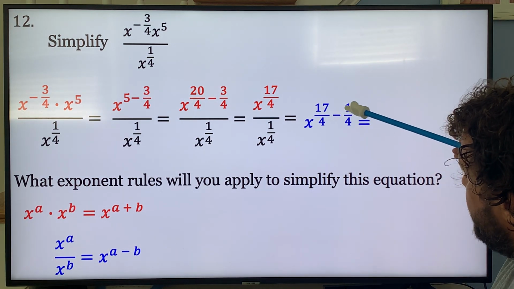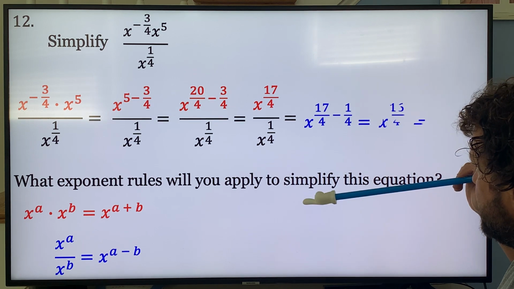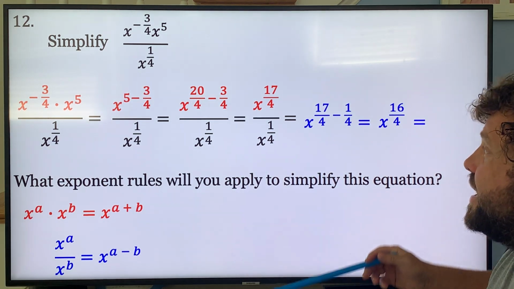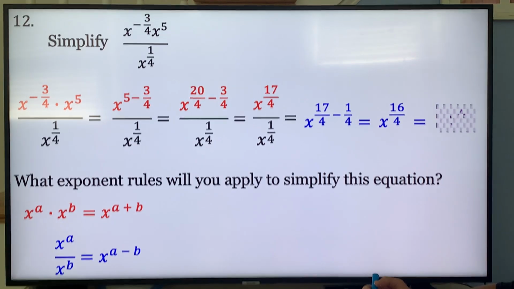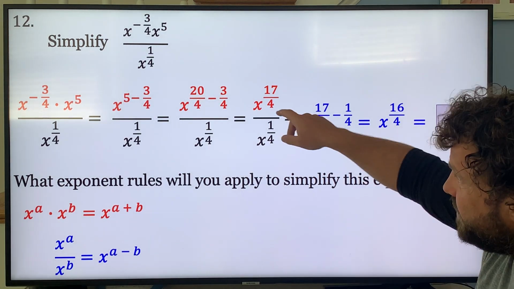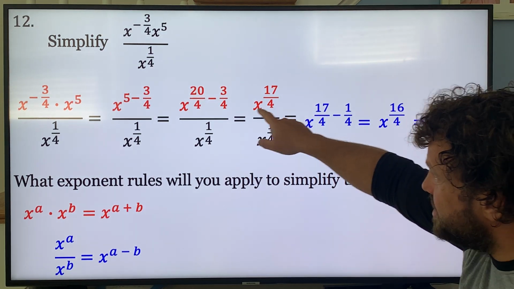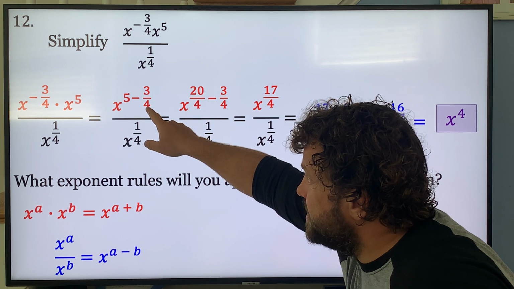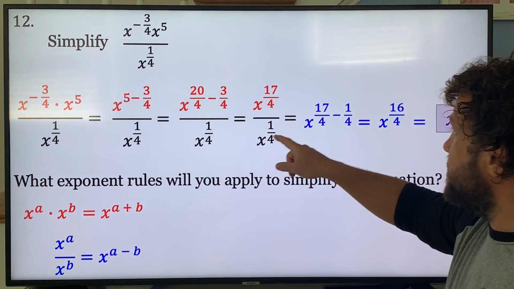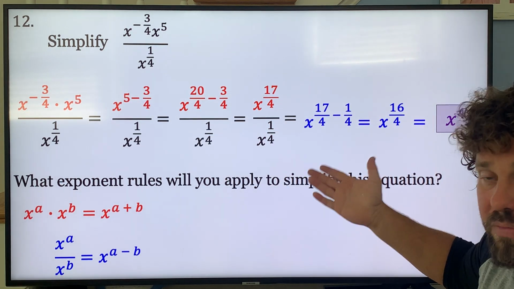17 over 4 minus 1 over 4. 17 minus 1 is 16 over 4. 16 divided by 4 is 4. So your answer is x to the 4th. If you had gone from here and said x to the 4 1/4 minus 1/4 is x to the 4th, perfectly okay.